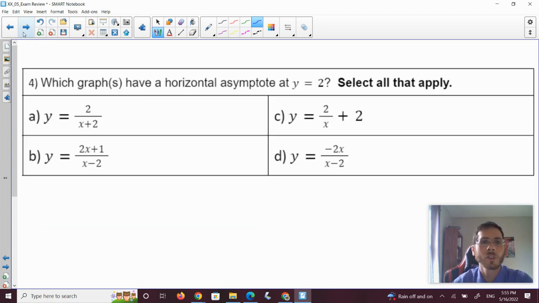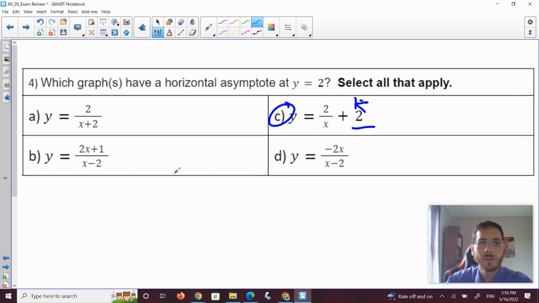For number 4, which graphs have a horizontal asymptote at y equals 2? Select all that apply. All right, so C is definitely in because this is a k value. So I'm just going to pick C right away because this is just the value for k. And k is going to lift us up 2, so we'll have a horizontal asymptote at 2. Because normally they're at 0.